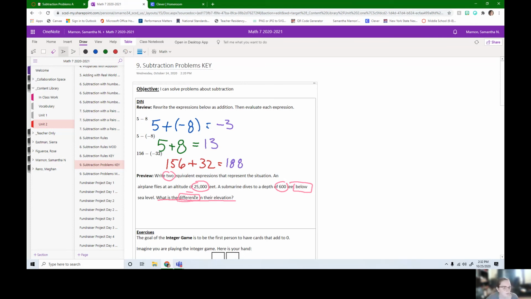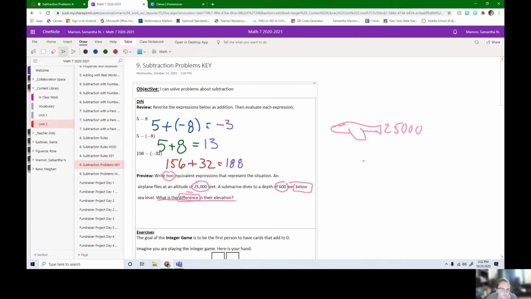So I'm going to draw a picture to make sure I get the right answer. I always like to draw pictures. So here's my plane. I'm just going to quickly draw a plane. No making fun of Miss Marnon's plane. She's doing her best. There's my plane. You can put a window on it if you want. It's a plane. Okay, so it's 25,000 feet up.